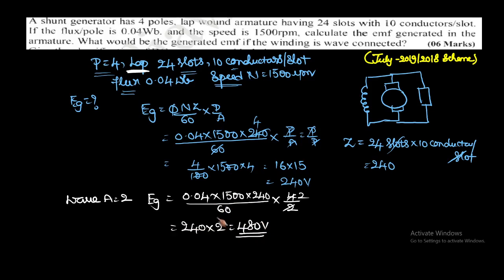The question is asked for 6 marks. So if you observe here, when it is lap connected, you have the less voltage. When it is wave connected, it is having high voltage. That is what we already told. So lap connected winding is useful for low voltage and high current applications. Here wave winding is used for high voltage and low current applications.